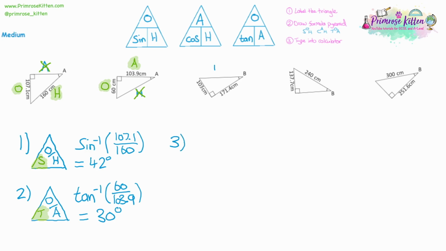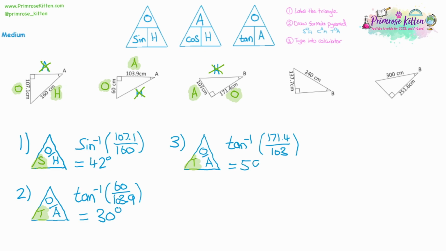Label the triangle: hypotenuse, adjacent, opposite. We have a clue for A and we have a clue for O. We have nothing labelled for H. We'll draw the formula pyramid. And we want one that's got A and O in it, which must be the one for tan. T, O, A. We're looking for the angle, cover that up. Leaves us with opposite over adjacent. So we're going to take tan to the power of -1. And we're going to do opposite, 171.4, divided by the adjacent, 103. On your calculator, that should give you an answer of 59 degrees.